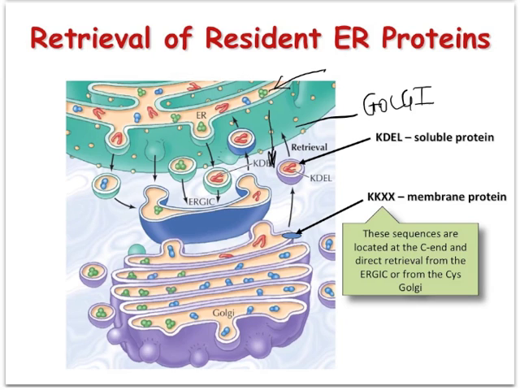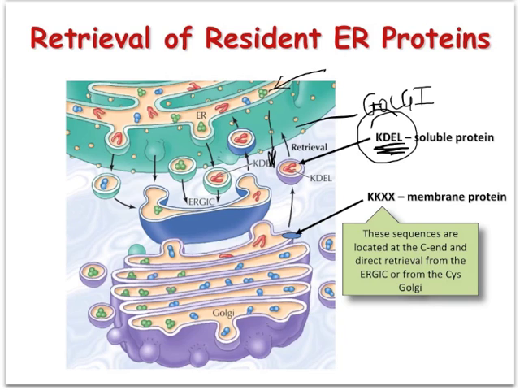These proteins, therefore, must contain some sort of sequence that will allow them to be retrieved from the Golgi back to the endoplasmic reticulum. Currently, there are two different types of retrieval sequences that have been very well characterized. The first one is the KDEL targeting signal, and this signal, the KDEL signal, is located at the C-terminus of soluble proteins that are destined to remain as soluble proteins in the endoplasmic reticulum.